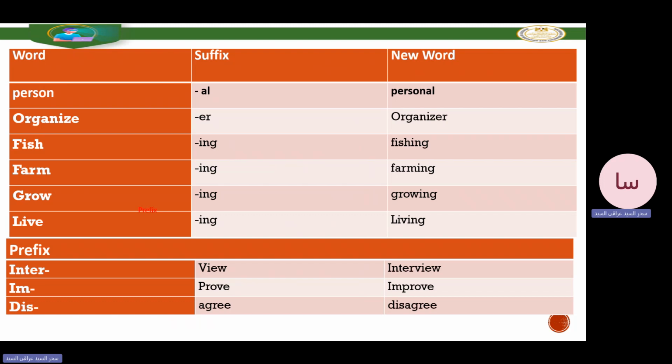View, if we add inter, becomes interview. Prove, if we add im at the beginning, becomes another verb, improve. Agree, by adding dis, becomes disagree. So the meaning is completely changed.